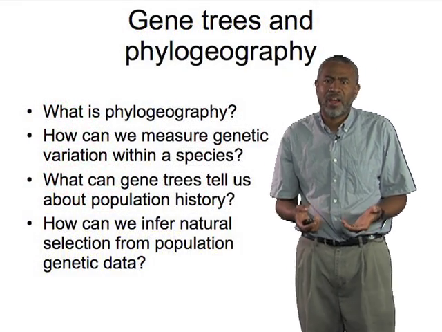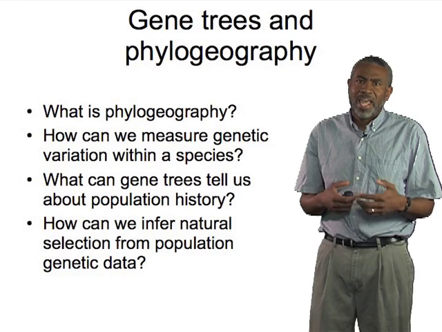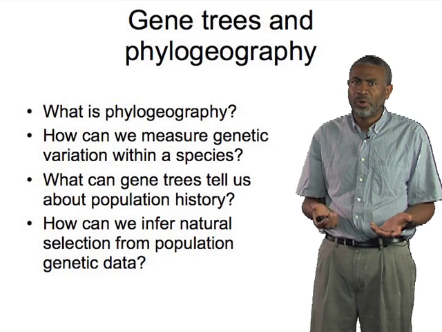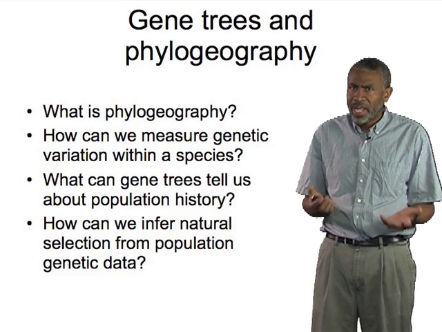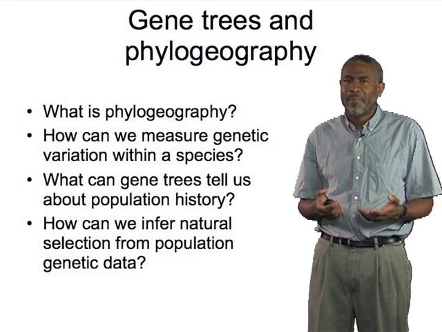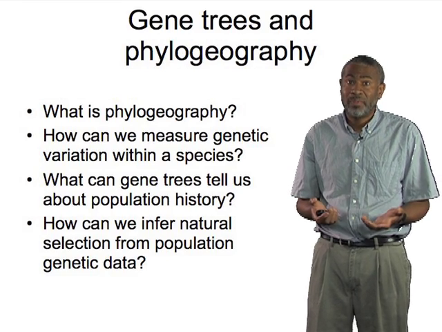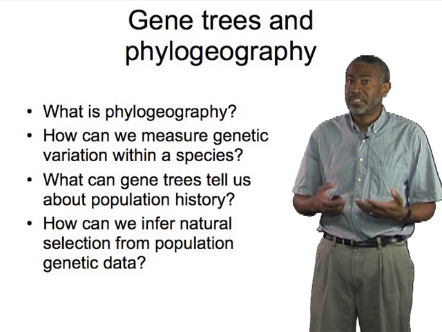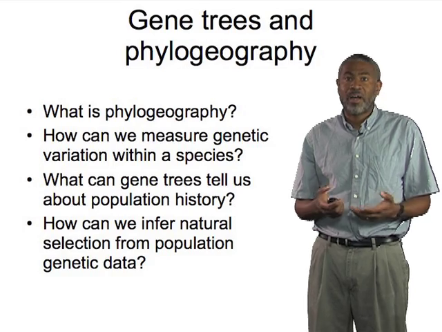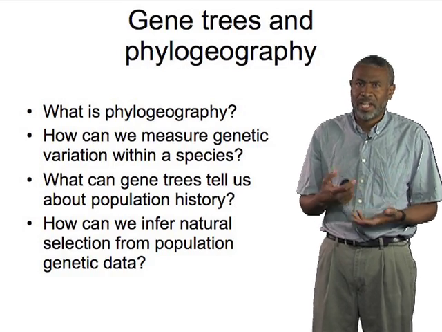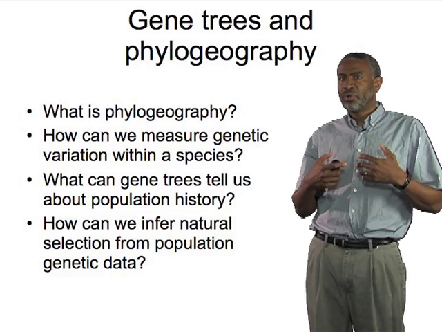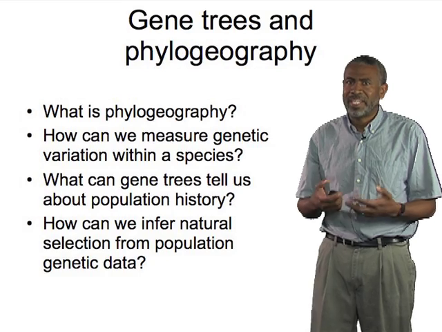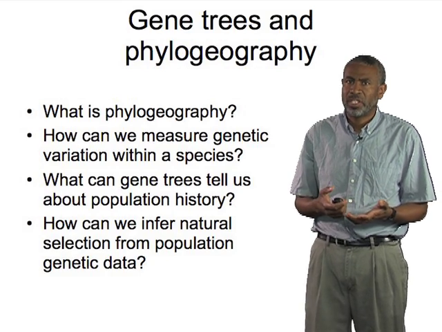So what is phylogeography? We're going to first talk about that, and then we're going to talk about how do we measure genetic variation within a species. This is really important because the amount of genetic variation within a species can tell us a lot about how healthy that species might be, whether it has the possibility of adapting to environmental change, such as climate change. Then we're going to talk about an interesting way of looking at genetic diversity, and that is through so-called gene trees. As we'll see, gene trees are a very intuitive and natural way to look at genetic variation within species.